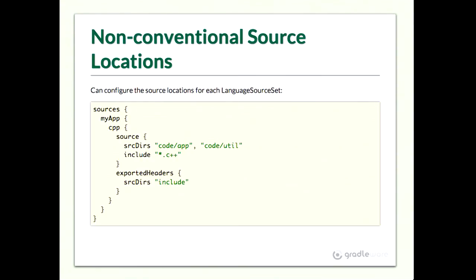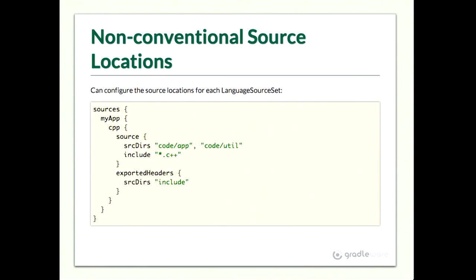You might use cpp or you might use capital C however you like, so you can define your own includes for what sources are included. And then to define the headers for a particular component, you say here, in the same way you can configure the source directories that make up the headers, and also you can configure the includes for headers.